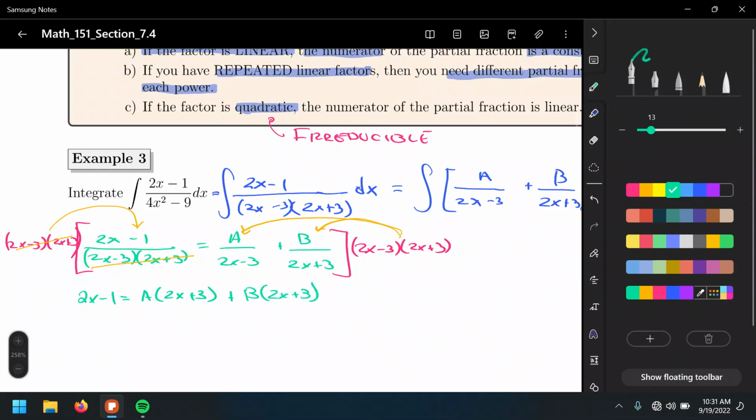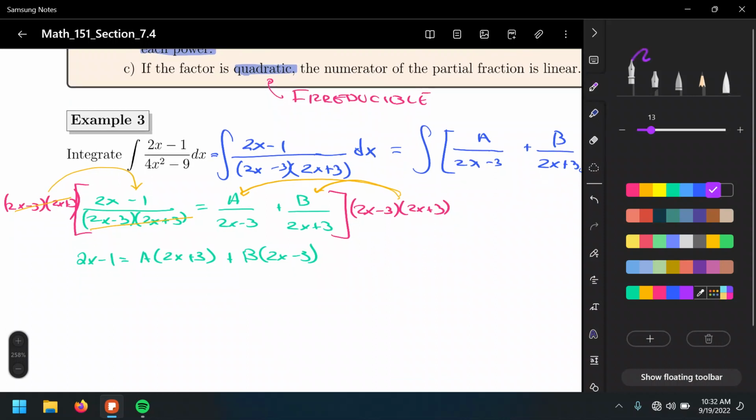Okay, up to this point, you guys following me here? So far so good? Yes. 2x plus 3, 2x minus 3. Oh yes, I had two of them. That's a plus, that should be a minus, right? Yes, thank you. Alright.